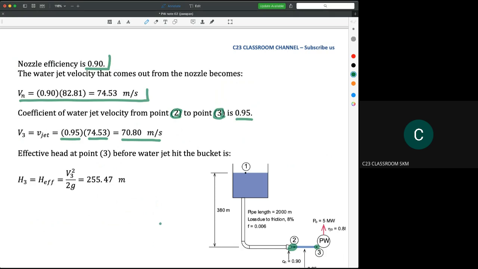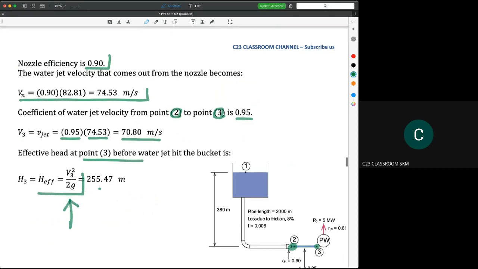If we want to calculate the effective head, we can calculate by using the velocity that hits the bucket. We use this equation, which I already explained, and we get 255.47 meters as the effective head at point number 3. You could see this here. You put 380, the elevation of the water source. However, the energy that hits the bucket is only 255.47 meters. I hope you could get this from this calculation.